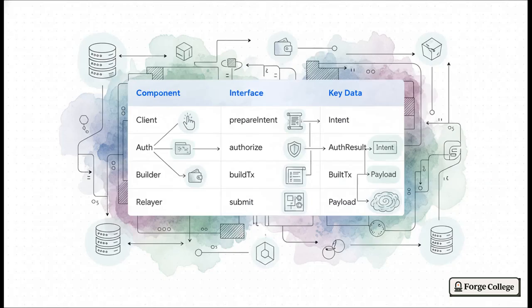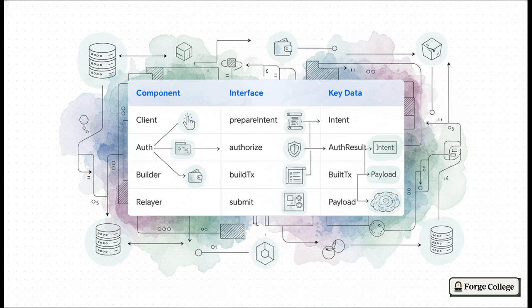Now, what's really interesting about this slide is what happens when we map these components to their primary interfaces and the exact data they exchange. Look at this beautiful structure that emerges. You've got the client SDK strictly talking to prepare intent, the auth service strictly handles authorize, the builder manages build transaction, and the relayer handles the submit function.